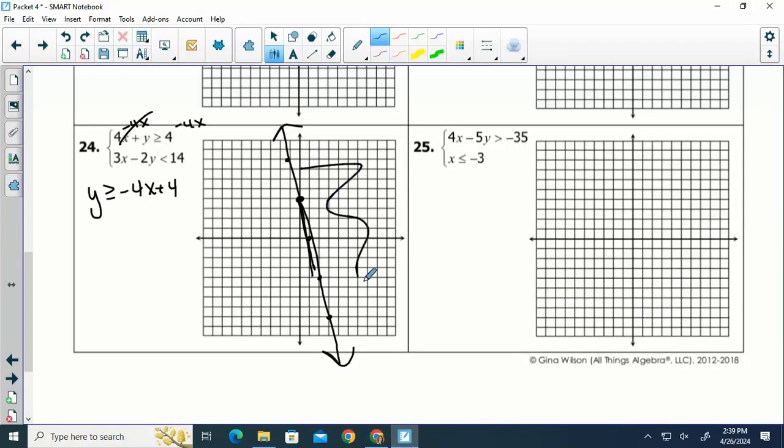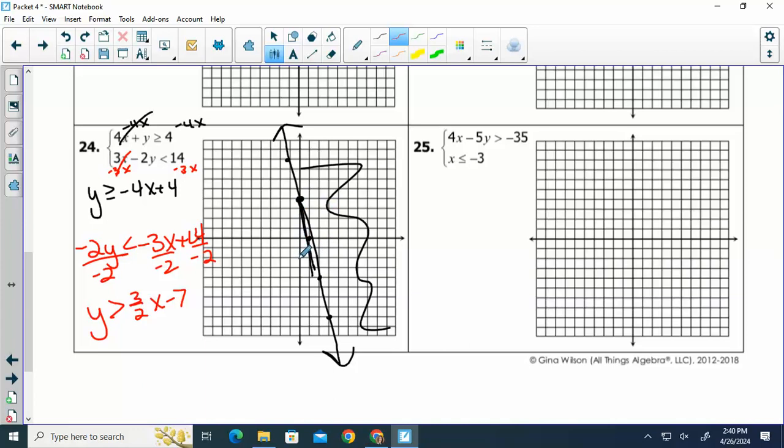So let's look at that second one. What would we have to do to graph it? So we have negative 2y is less than negative 3x plus 14. How do we get rid of the negative 2? If you divide by a negative, what happens to the inequality? It flips. So y is greater than 3 over 2x minus 7.